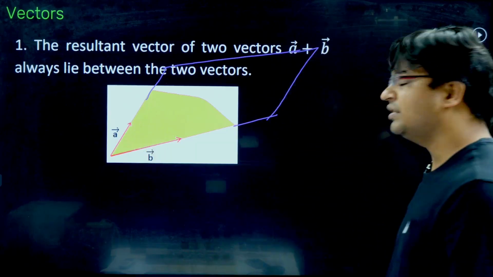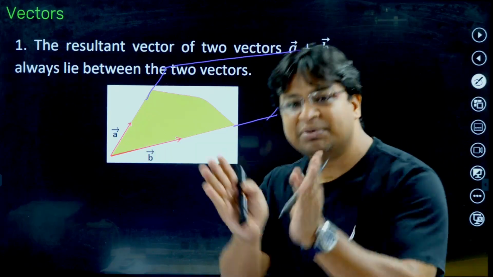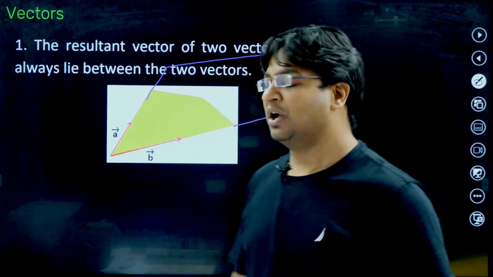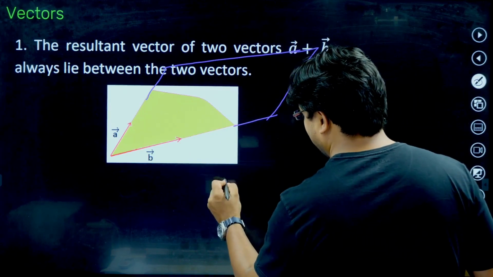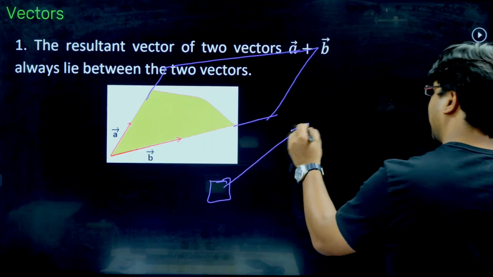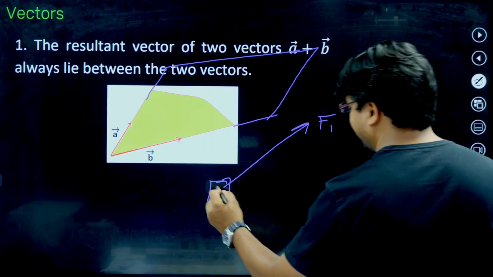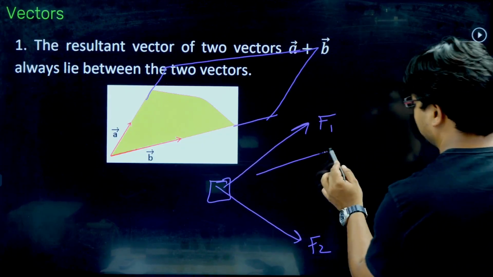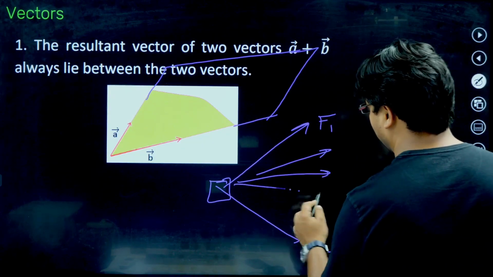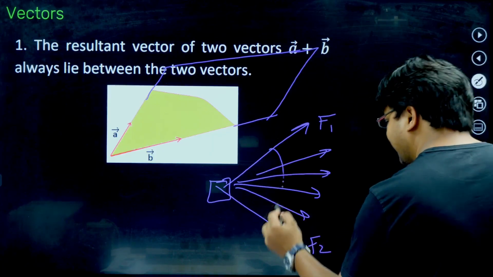So the resultant vector will lie in between the two vectors, and this is something you can realize in practice also. Let's say there is a block, somebody is trying to pull the block here, someone is trying to pull the block there. Can you imagine that the block will probably move in this direction, or this direction, somewhere in this region?